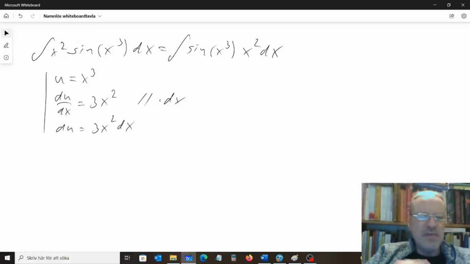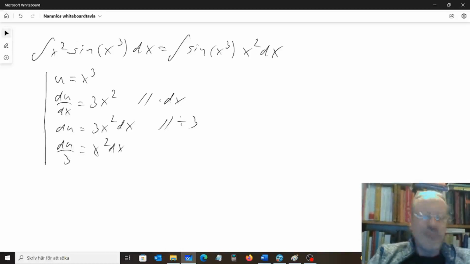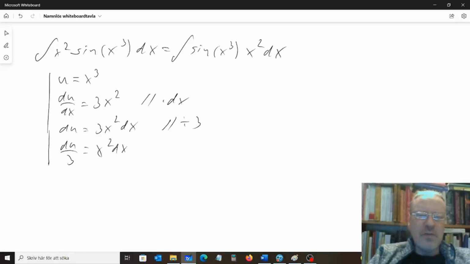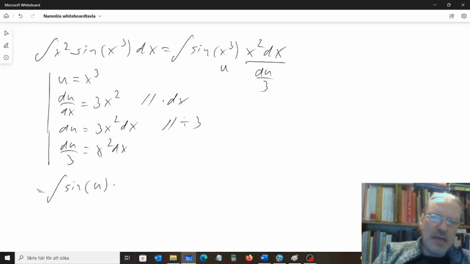And we have this pesky 3 we need to sort out. I divide that away. So I get du divided by 3 equals x squared dx. And now we have everything we need for the substitution, because the x to the power 3 here will be replaced by u, and the x squared dx will be replaced by du divided by 3. So that means that we get sine of u times du divided by 3.